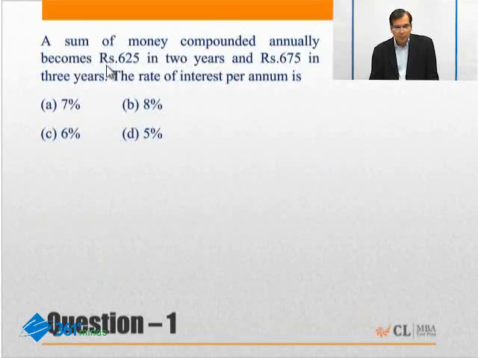Let's look at the first question. A sum of money compounded annually becomes 625 in 2 years and 675 in 3 years. What is the rate of interest? Let us get the concept first.